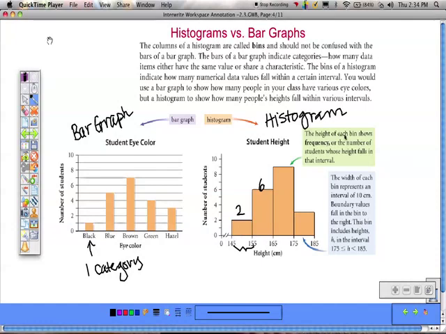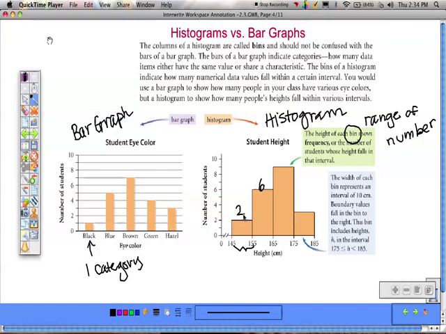It says the height of each bin shows the frequency, or the number of students that fall in that particular category. So the bin is a range of numbers, instead of one thing as in a bar graph. For example, the eye color is one thing. It's not a range of values like the height is. So that's the main difference between a bar graph and a histogram.